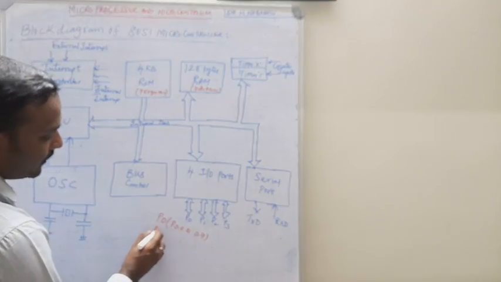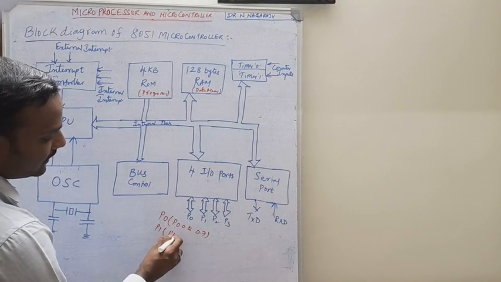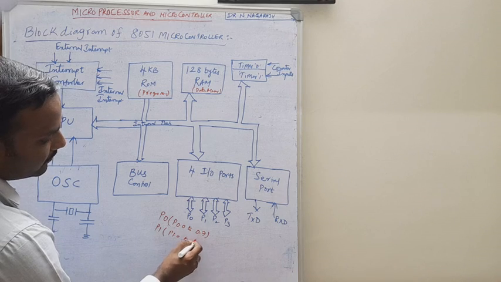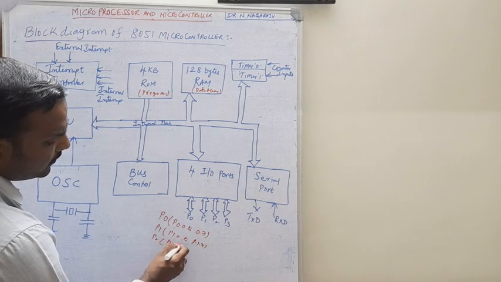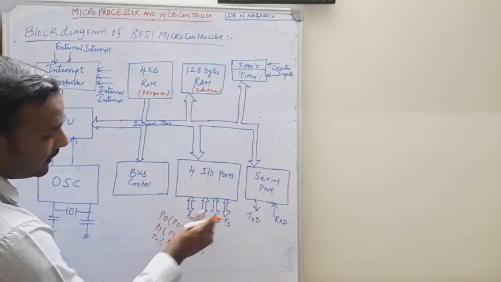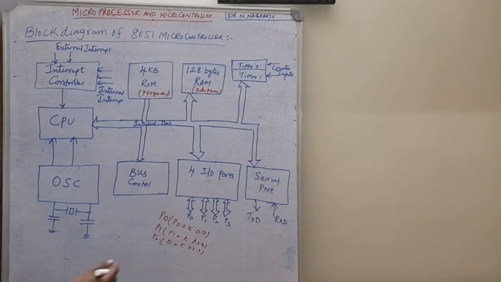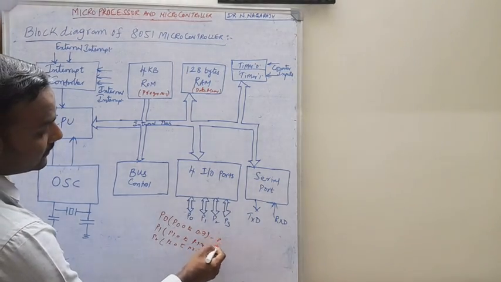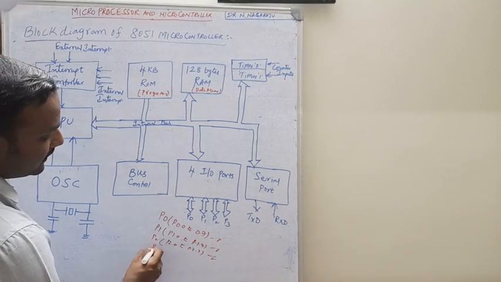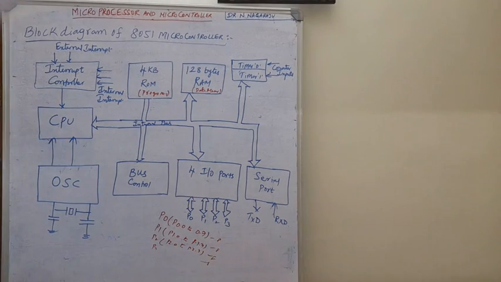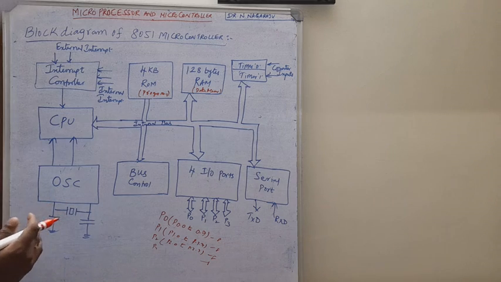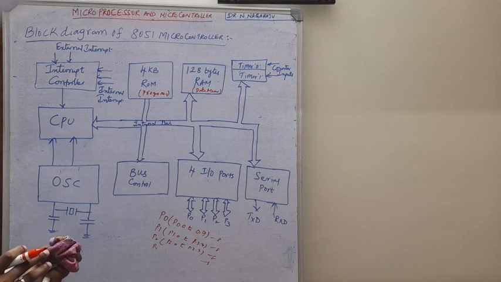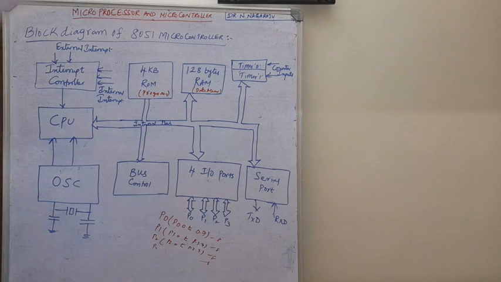Similarly, P1 contains P1.0 to P1.7. Similarly P2 has P2.0 to P2.7, and P3 has P3.0 to P3.7. Each contains 8 pins, so totally there are 32 IO pins in the 8051 microcontroller. You can access different input and output connections through these input and output blocks.